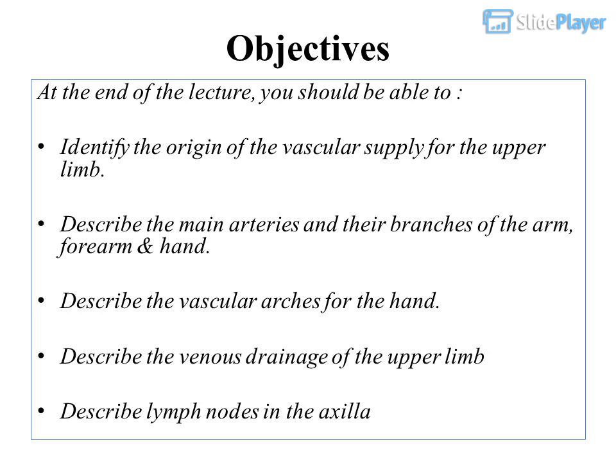Identify the origin of the vascular supply for the upper limb. Describe the main arteries and their branches of the arm, forearm and hand. Describe the vascular arches of the hand. Describe the venous drainage of the upper limb. Describe lymph nodes in the axilla.